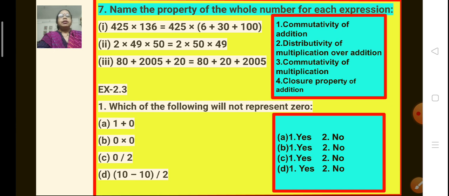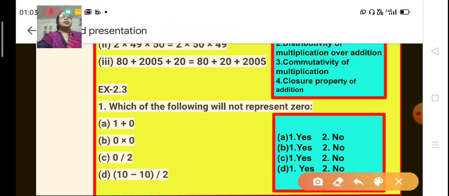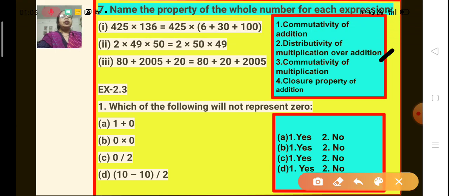Here expressions are given and you have to name the property shown by the expression. First one: 425 multiplied by 136 is equal to 425 multiplied by (6 plus 30 plus 100). So what is this property? It is the distributive property of multiplication over addition, isn't it? Here in the box you have to choose the correct answer. So this is distributivity of multiplication over addition.